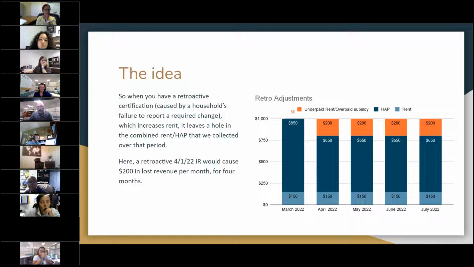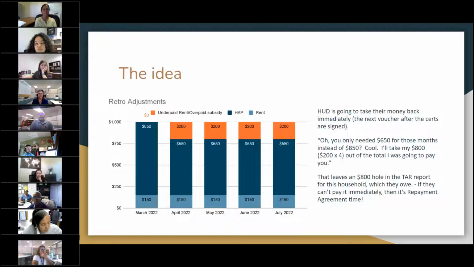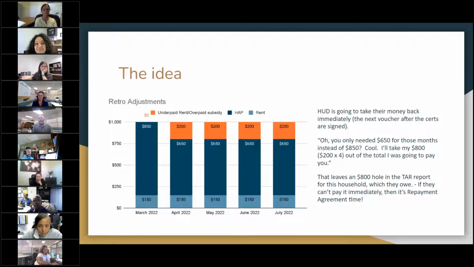The thing about it is HUD is really quick to take back their money. They'll do it within 30 days. Once that cert is signed, the next time Christian runs a voucher, HUD's going to take their money back. Residents are not as quick as the federal government, surprisingly, to come up with $800 or $1,200 or $3,000. HUD, though, they're always going to take their money. They're always going to do it in the next month. So HUD's point of view is, oh, you only needed $650 for those months instead of $850. Cool, I'll take back my $800, and then you and I are good. I'm out.